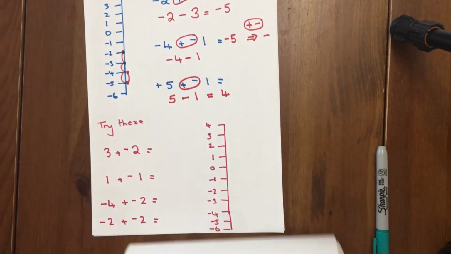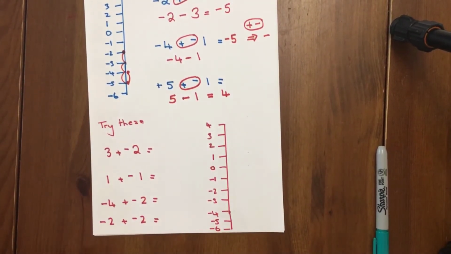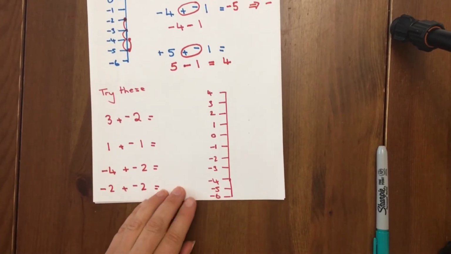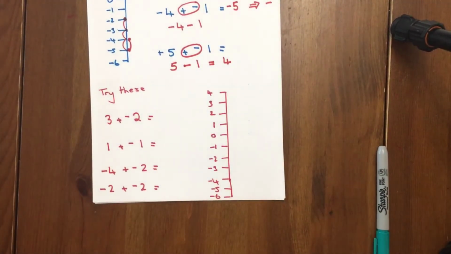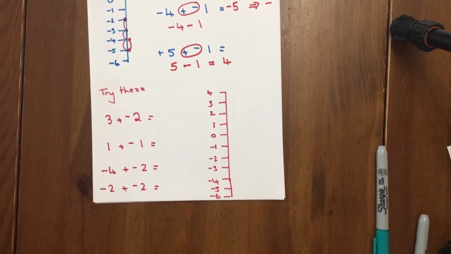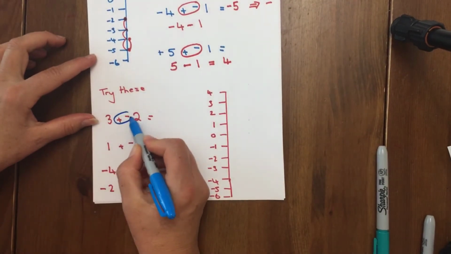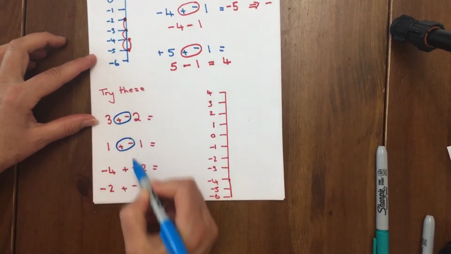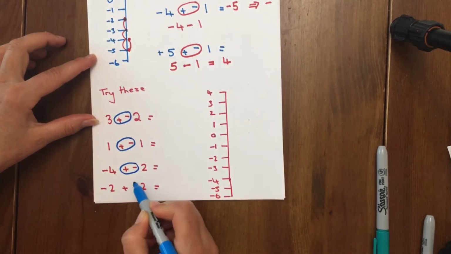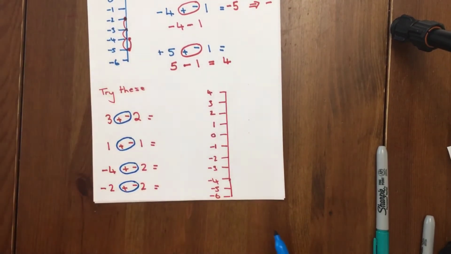Okay, so I want you to have a go at these 4 questions now. Draw a number line in your book if that helps you. And what I want to see you doing as you're writing these questions out in your book is circle the two signs that are touching, and we're using the rule that a plus and a minus change to minus.